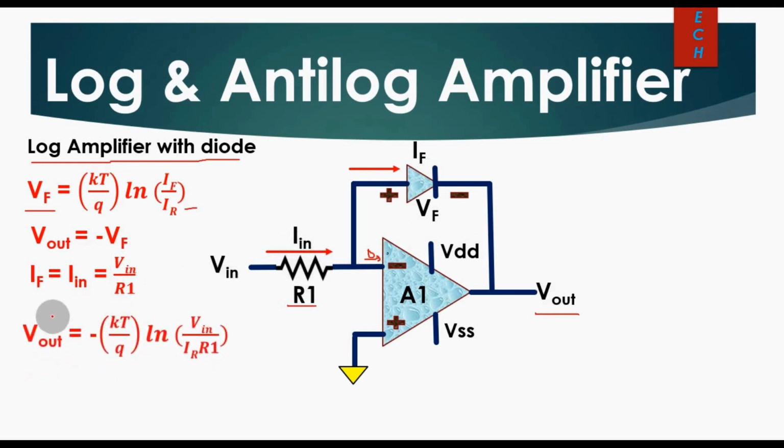Now if you want to find V out equals minus Vf, Vf equals kT divided by q ln If divided by IR. So V out equals minus kT divided by q ln If divided by IR. Now in place of If you can write V in divided by R1, so this is V in divided by R1 into IR.